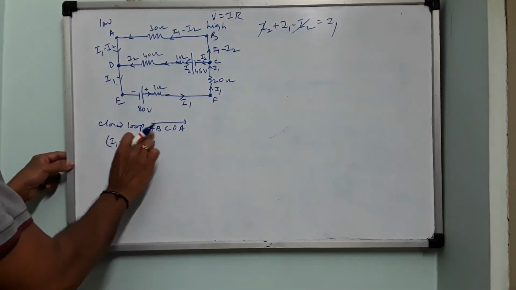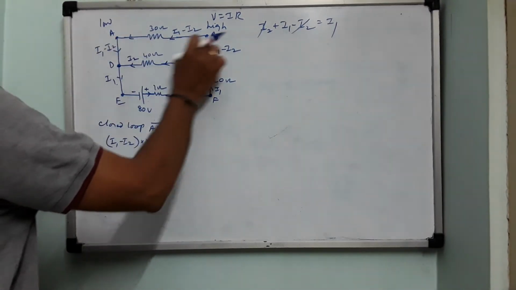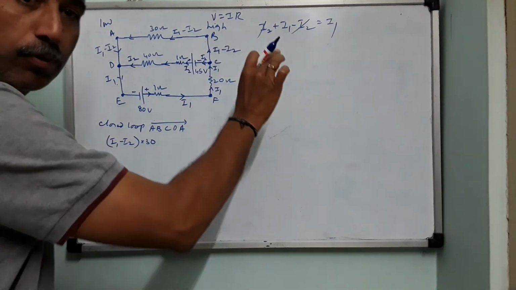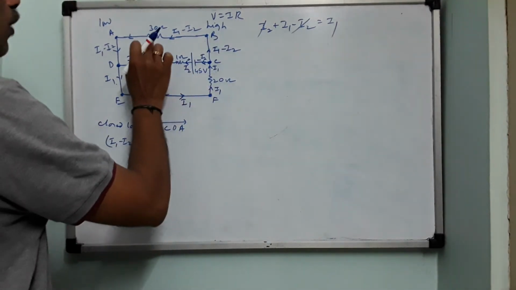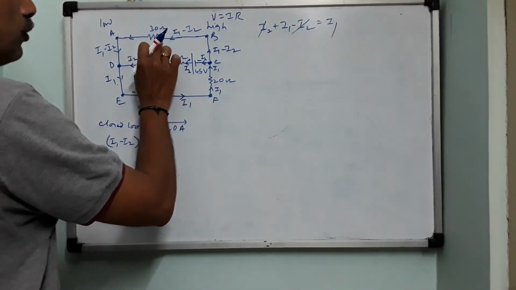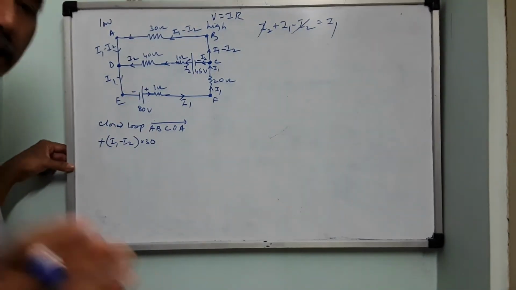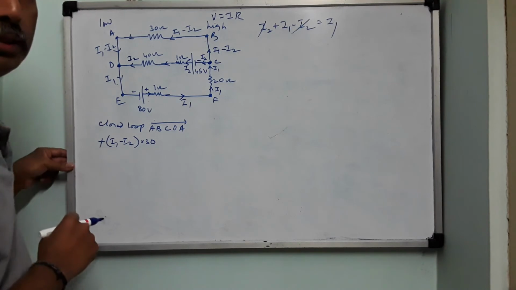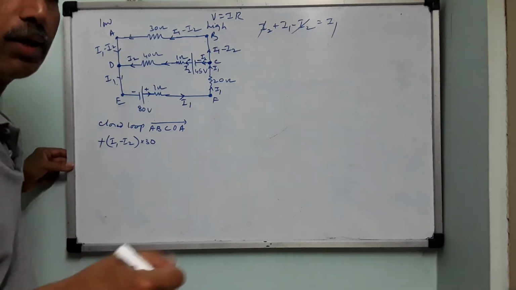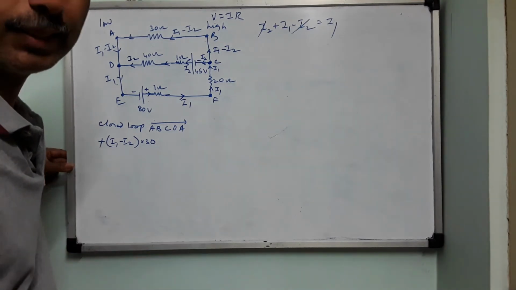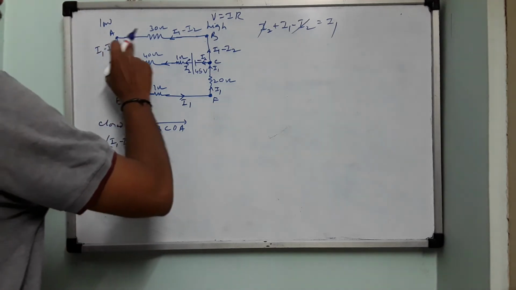You are moving from A to B, from low to high potential. Therefore, the potential difference across this should be positive. So this is plus. Even in the examination, you put it like this. The examiner will understand that you are adopting the sign convention. Fine. So A to B is over.